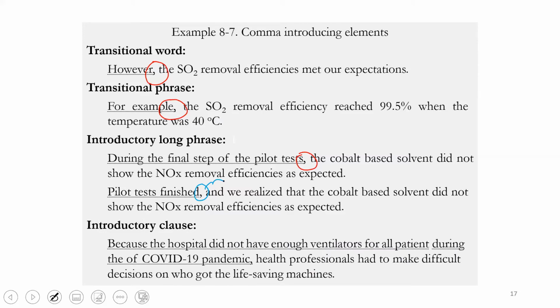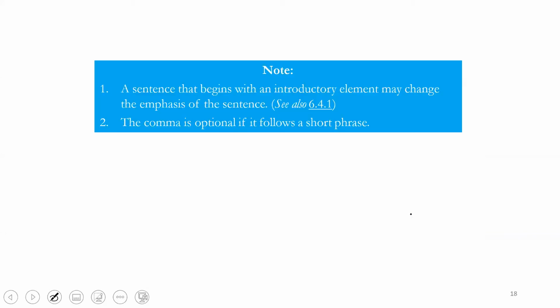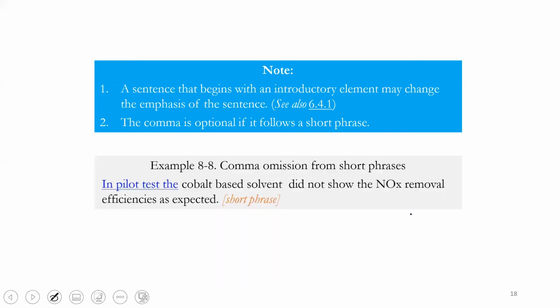You also use it for an introductory clause. It's similar to that, but there is a coordinating word. This sentence is trying to emphasize the reason, not the fact that the professionals choose who to give the ventilator. All right. A sentence that begins with introductory elements may change the emphasis. For example, in "In pilot test", you could add a comma here, but that's optional.